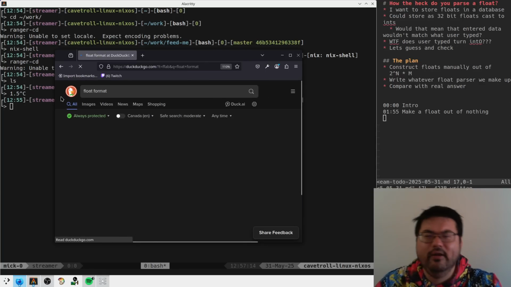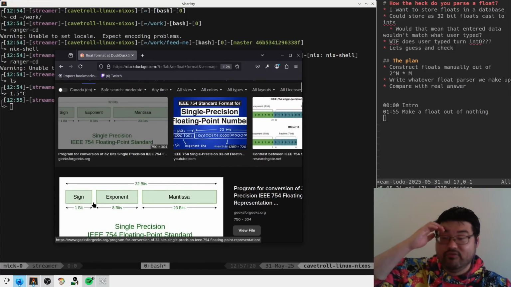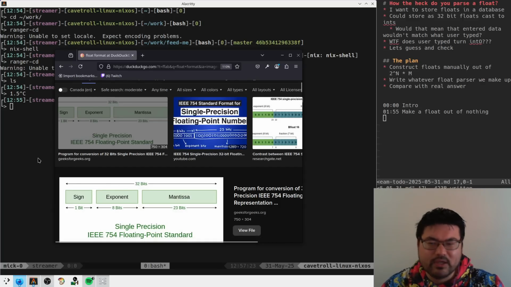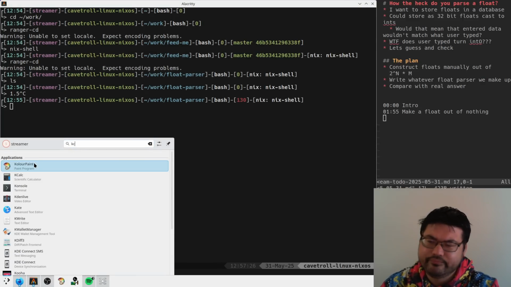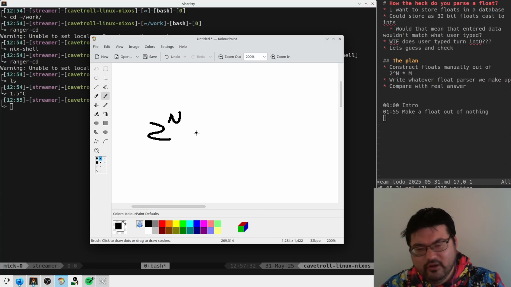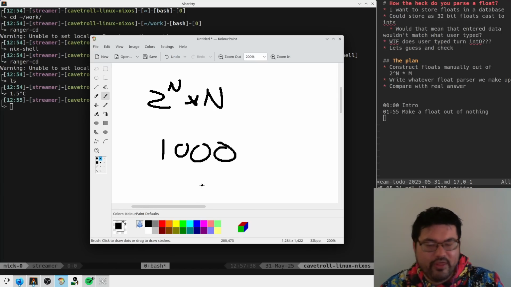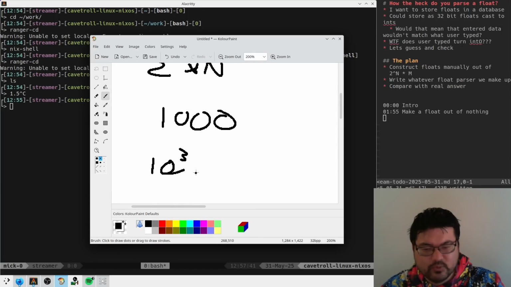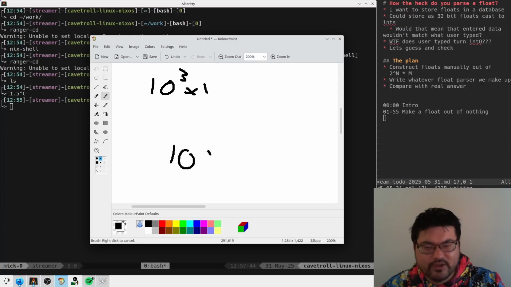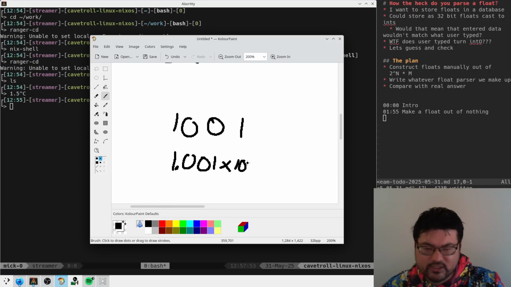So float format is probably pictures. I like pictures. Yeah, so this, right? They have 32 bits. You have basically something of the form 2 to the power of n times n, I think, if I remember correctly. In the same way that you can write 1000 as 10 to the power of 3 times 1, or 1001 can be written as 1.001 times 10 to the power of 3 or something. Yeah, something like this, right?